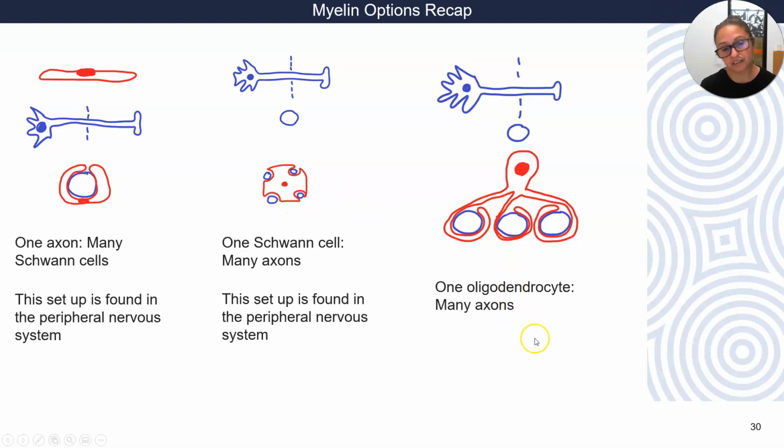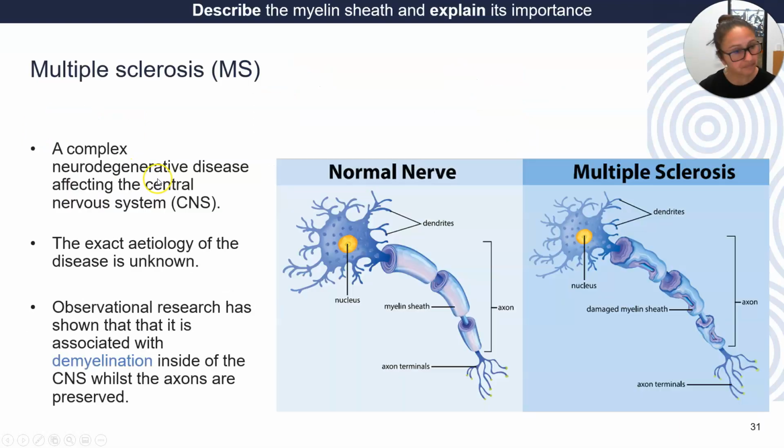And then this setup is found in the central. So this is all peripheral. This is central. This is those oligodendrocytes, and they act a little bit like octopi or octopus. Can you see how you've got one cell, but they hug many axons? One cell hugging many axons, okay? One cell hugging many axons, and this particular one is many cells hugging one axon. Okay, so hopefully that kind of makes a bit more sense to you.